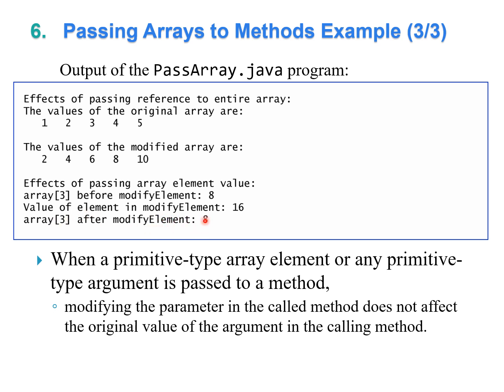In general, when a primitive type array element or any primitive type argument is passed to a method, modifying the parameter in the called method does not affect the original value of the argument in the calling method, because only a copy of the value is passed to the method.